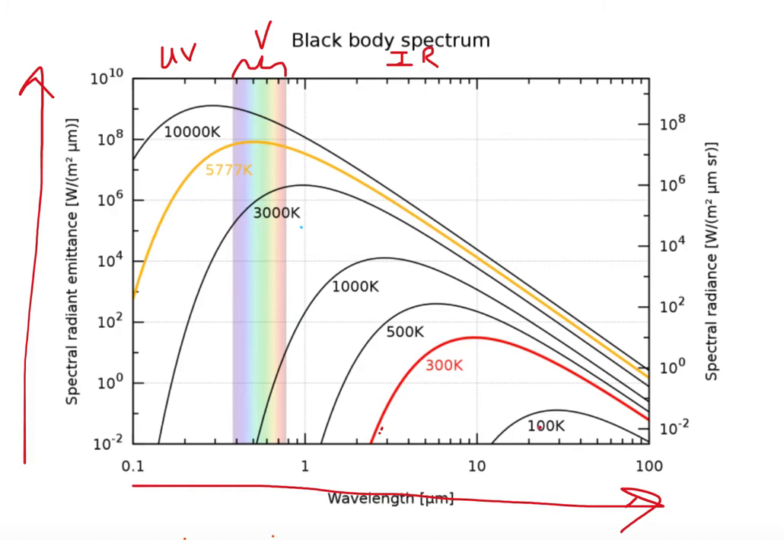Notice we have different surface temperatures of objects. We've got an object at 100 Kelvin at its surface, 300 Kelvin, 500 Kelvin, 1000 Kelvin, 3000 Kelvin. Here's the sun's at 5777 Kelvin and one at 10,000 Kelvin. Let's take a look at each of these spectra. Let's take a look at the 100 Kelvin.